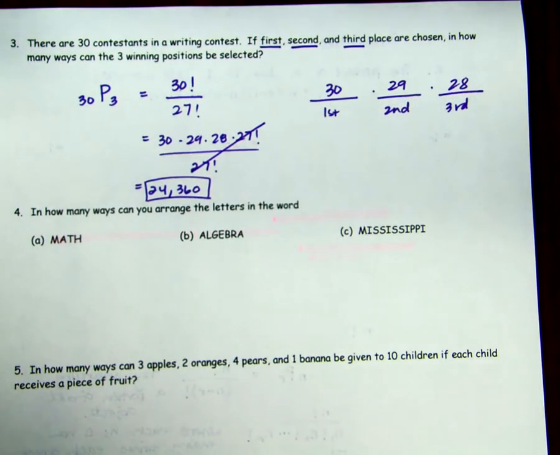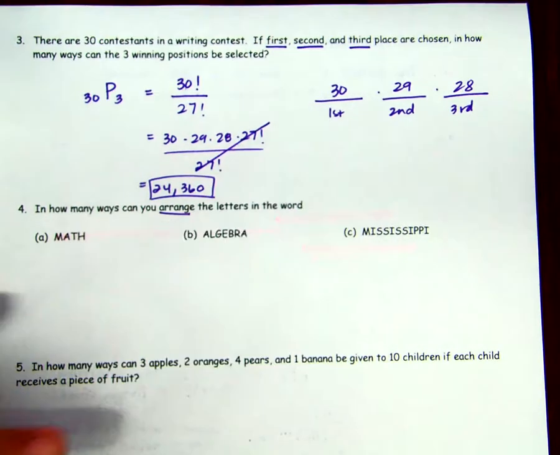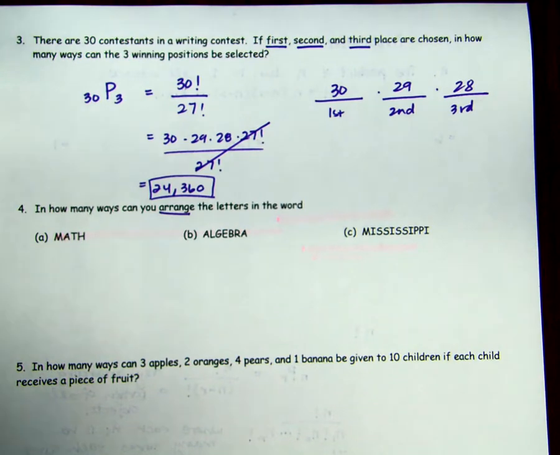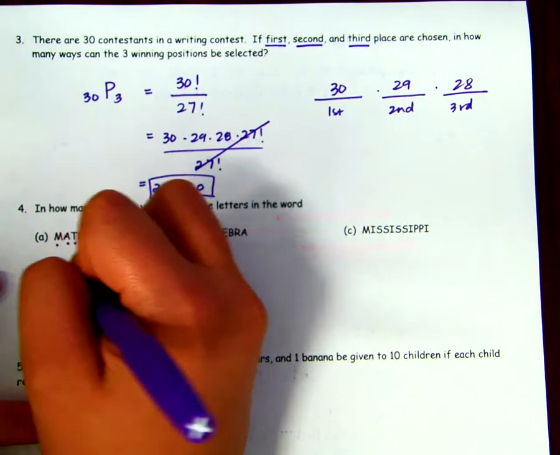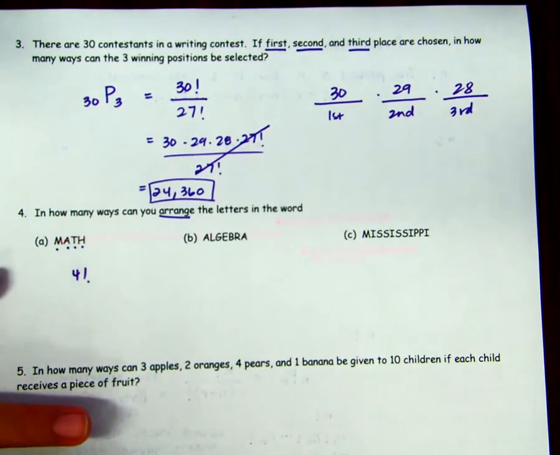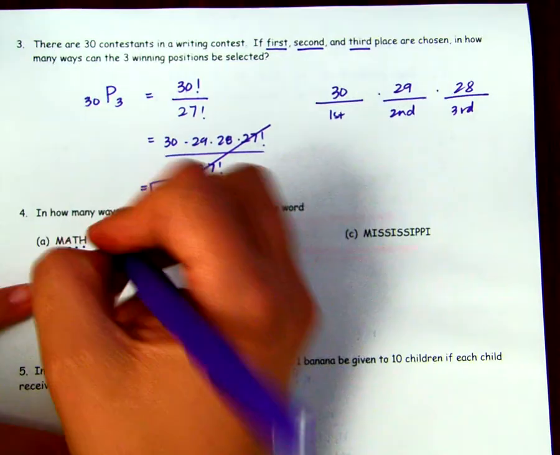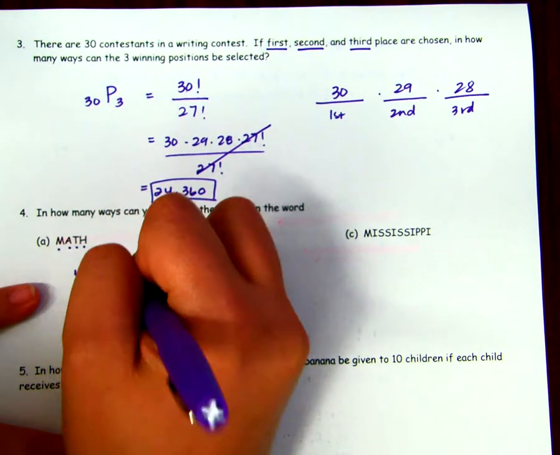Example 4. In how many ways can you arrange the letters in the word math? So in this case, we're looking at an arrangement. So we're assuming that every word that you come up with is going to be a word, regardless of whether you have too many consonants together. So in this case, I have 1, 2, 3, 4. 4 factorial. There are 4 factorial ways, which is 24 different words that I can come up with.